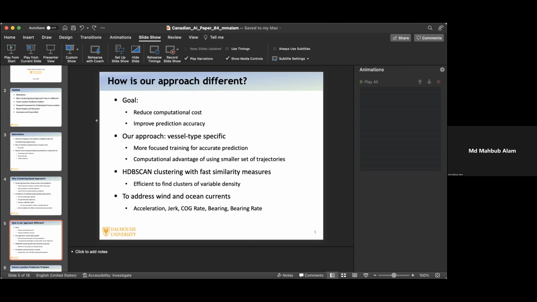Instead of using K-means or DBSCAN, we have used the HDBSCAN algorithm, which is efficient at finding clusters in variable density regions. Also, to reduce the cost of similarity measures, we use a fast implementation of the similarity measurement algorithm in our approach. And to address ocean and wind currents, we introduced some new features like acceleration, jerk, rate of turn, bearing, and bearing rate in our approach.